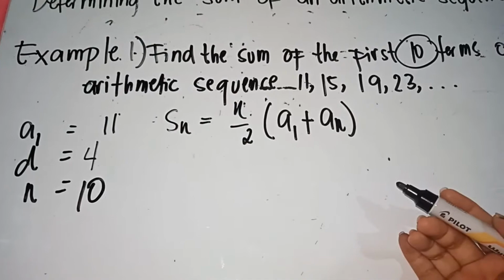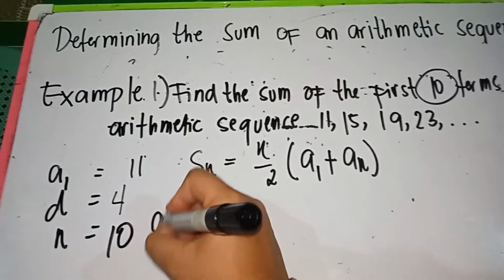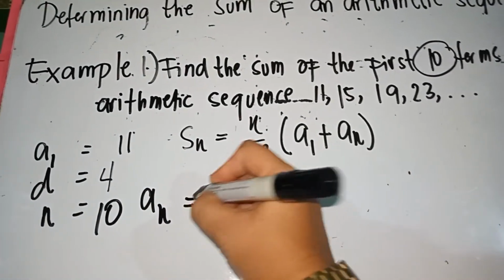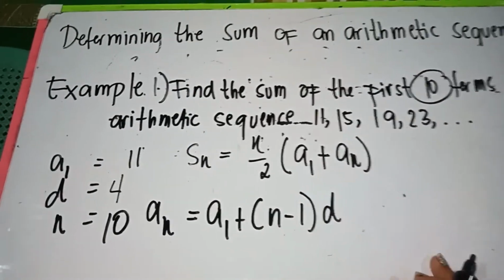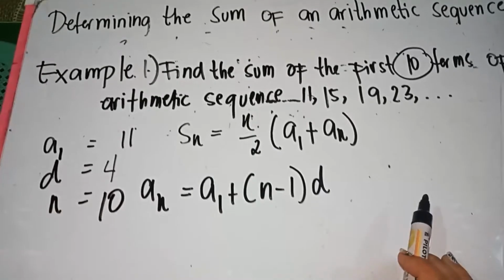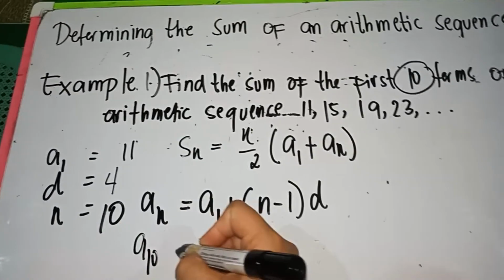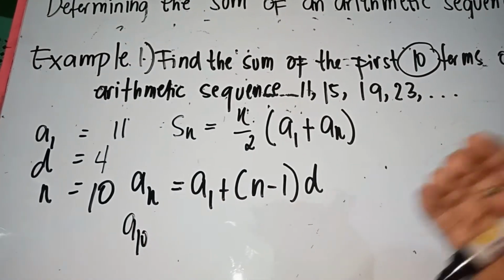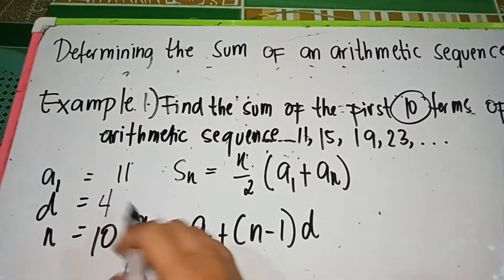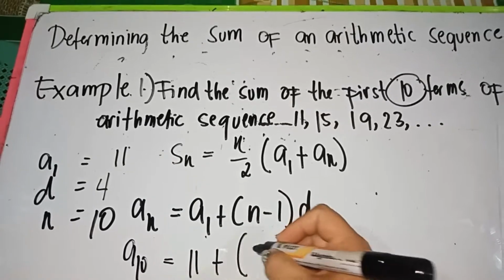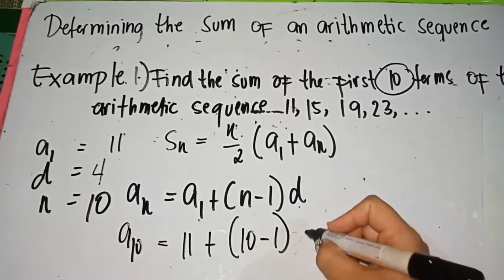At alam natin na yung formula natin in finding the a sub n is that we have a sub n is equal to a sub 1 plus n minus 1 times the common difference. We have the given, all we need to do is to substitute. So, therefore, we have a sub 10. So, hahanapin natin kung ano yung value ng pang 10th term natin. So, a sub 10 is equal to a sub 1, which is equal to 11 plus n, which is 10, minus 1 times the common difference, which is 4.